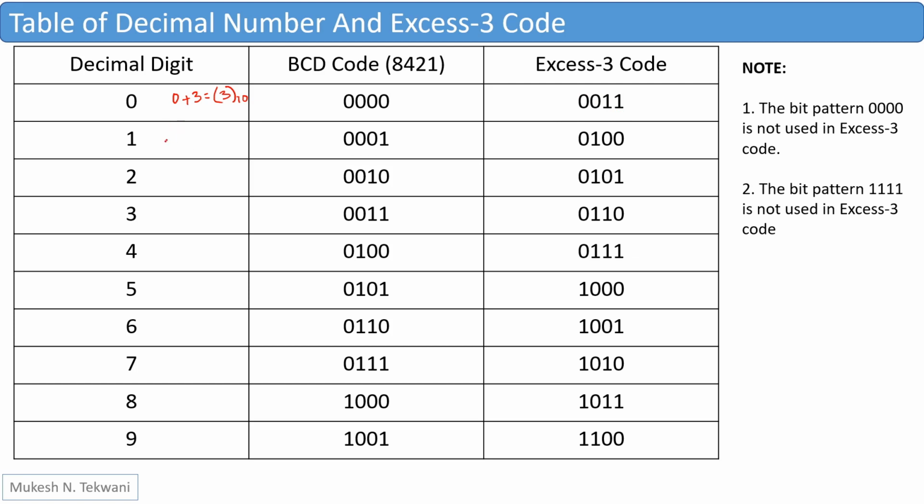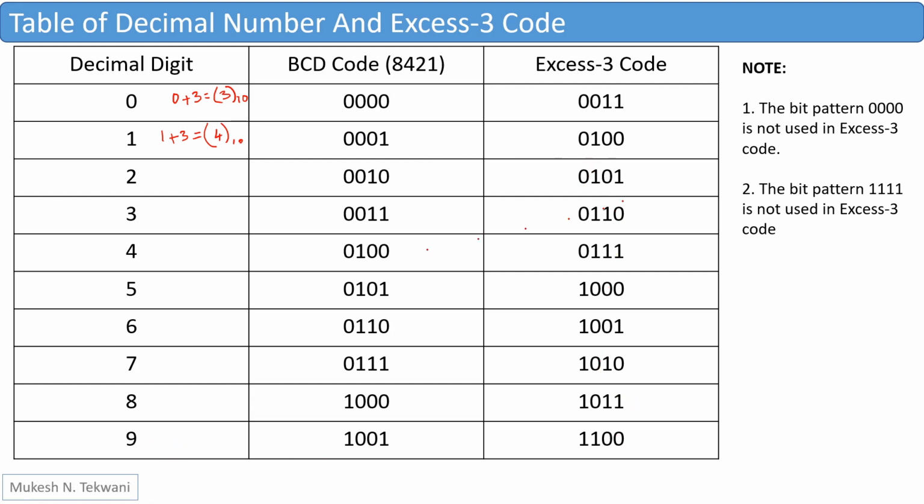Let us take the number 1. To calculate the Excess-3 code, we write it as 1 plus 3. This is equal to 4. We are adding 3 here because we want to find the Excess-3 code. So we get 4, and this 4 of decimal is equivalent to 0100 of binary. That's how we have calculated the values for all digits from 0 to 9.